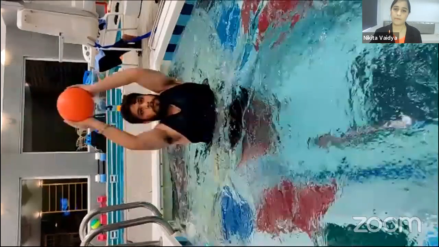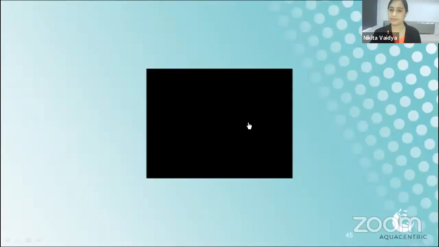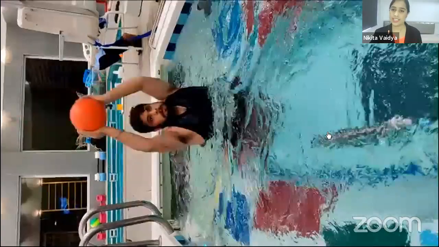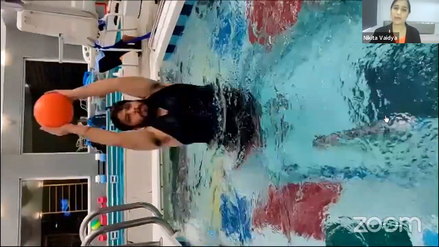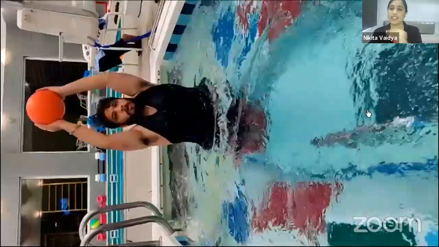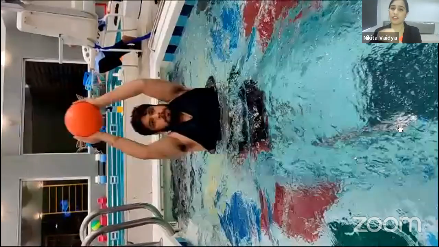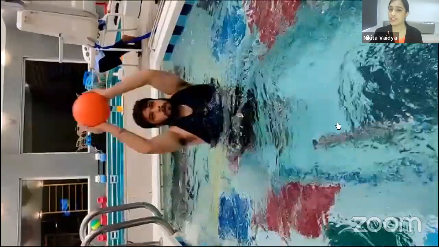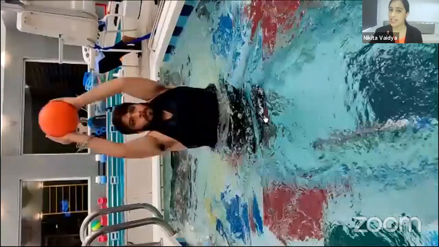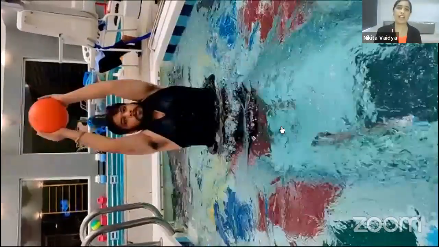Here, now, if you see, there's a lot of turbulence coming, right? So these pools have something called trivia, that is, it generates a lot of waves inside the water against which you're supposed to do these movements. It generates turbulence against which you're supposed to do these movements. Advantage being your core is challenged.